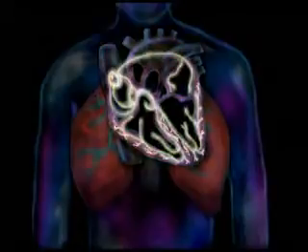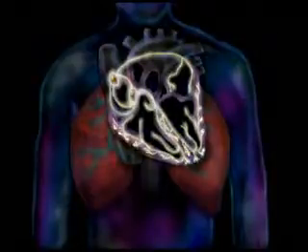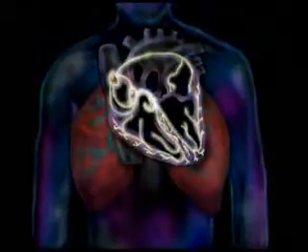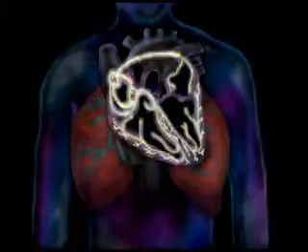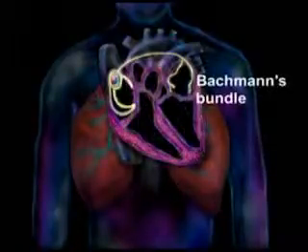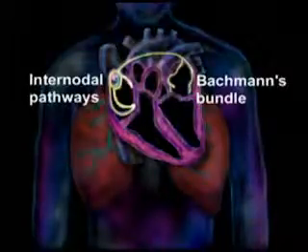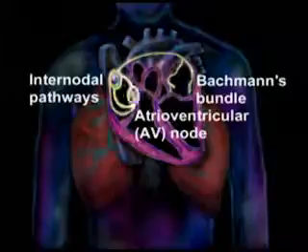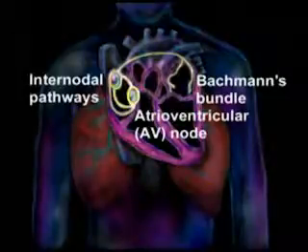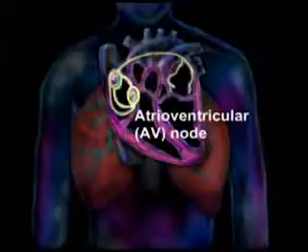The SA node normally generates impulses at a rate of 60 to 100 times a minute in adults. Therefore, the SA node acts as the predominant natural pacemaker for the heart. The electrical impulses travel down Bachmann's bundle and internodal pathways to the atrioventricular, or AV node. The AV node is located in the posterior floor of the right atrium.